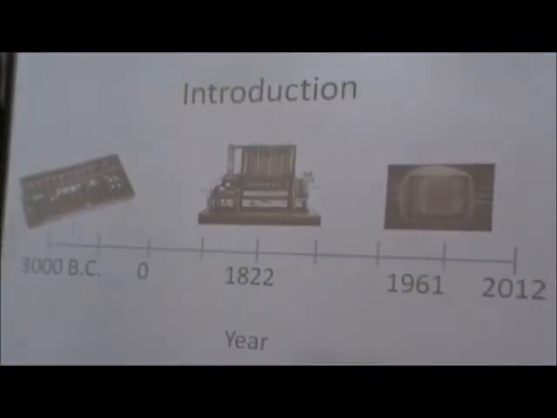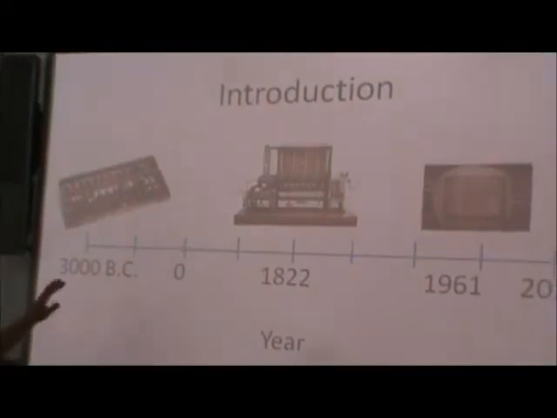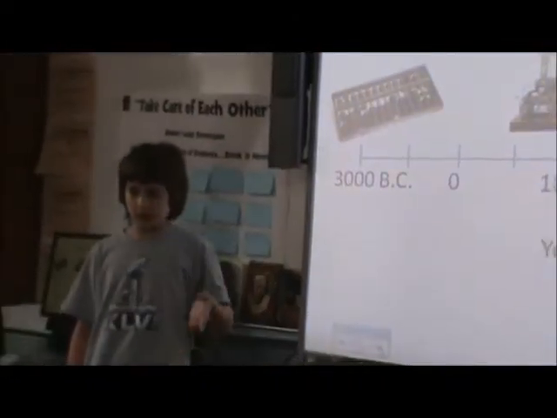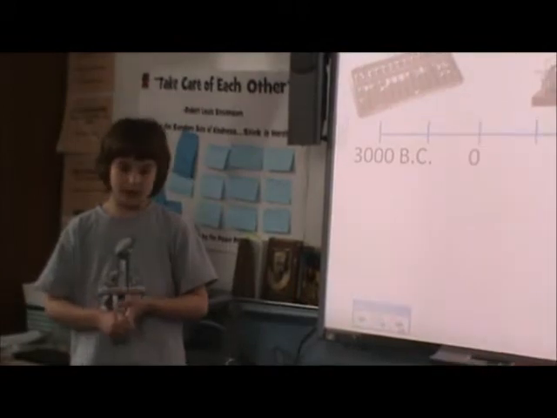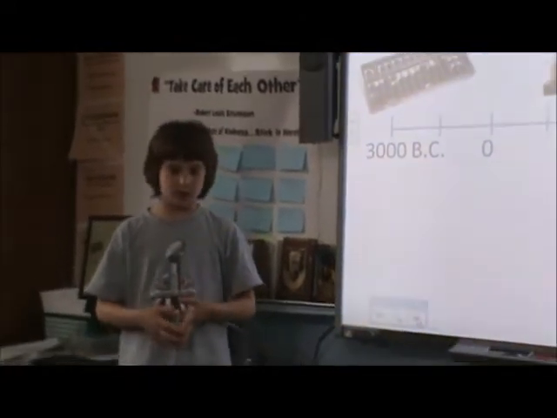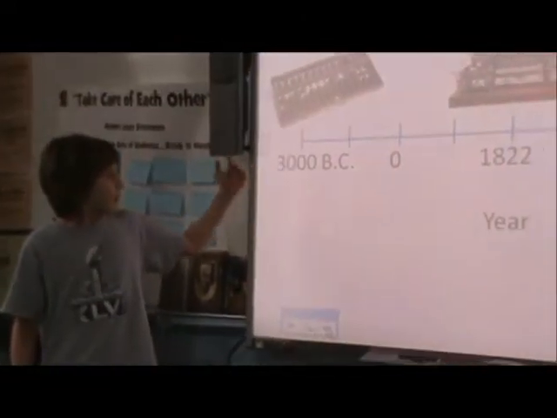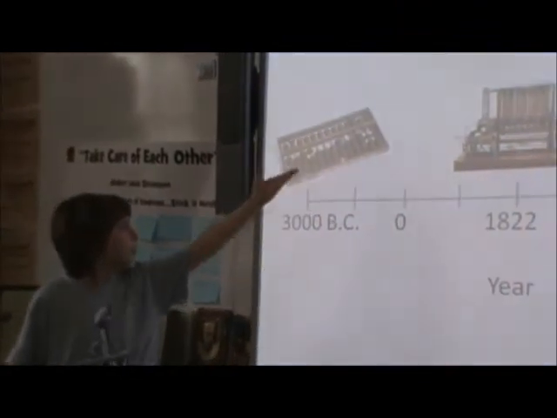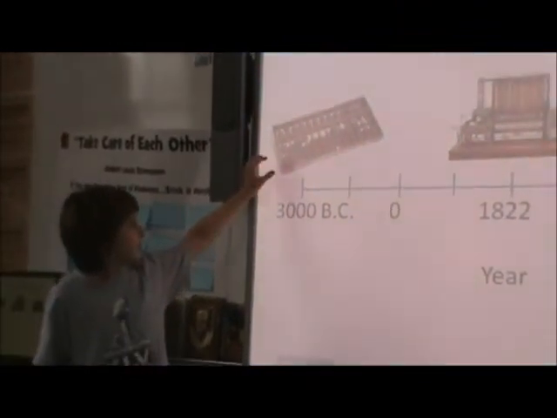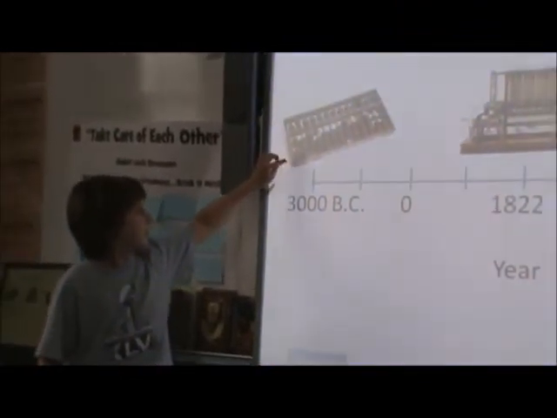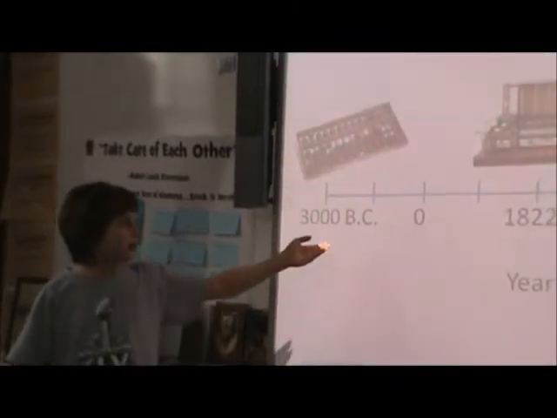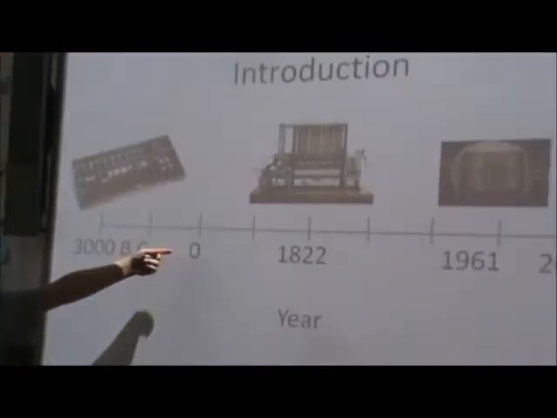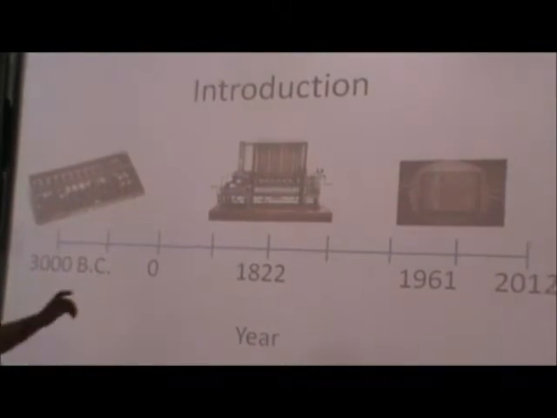Okay, introduction. I'm just going to talk about these and I'm going to get more into them later, but for now, in 3000 BC, this object with beads on rods was invented. Then I just put the year 0 down, nothing.